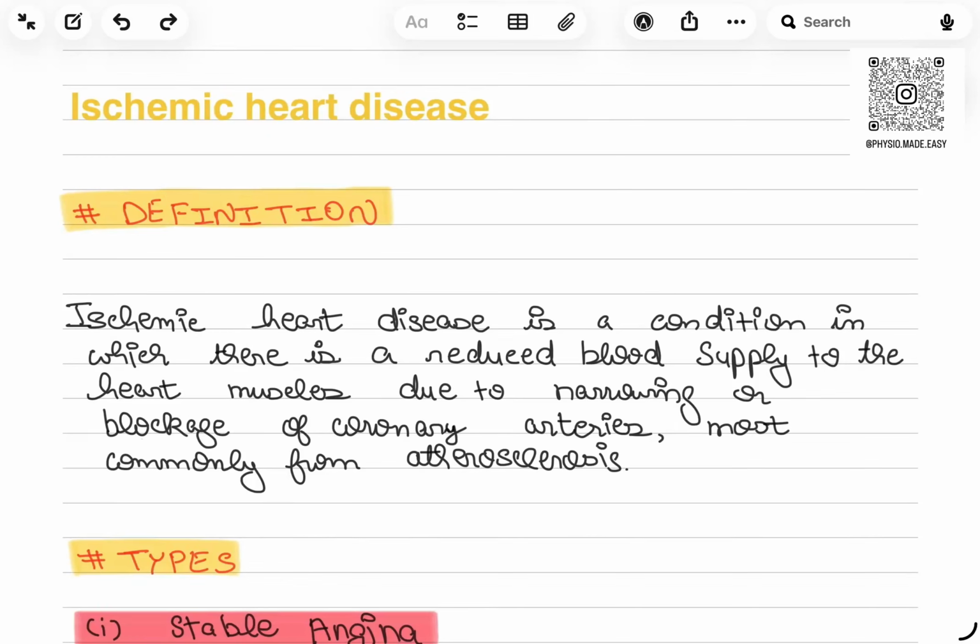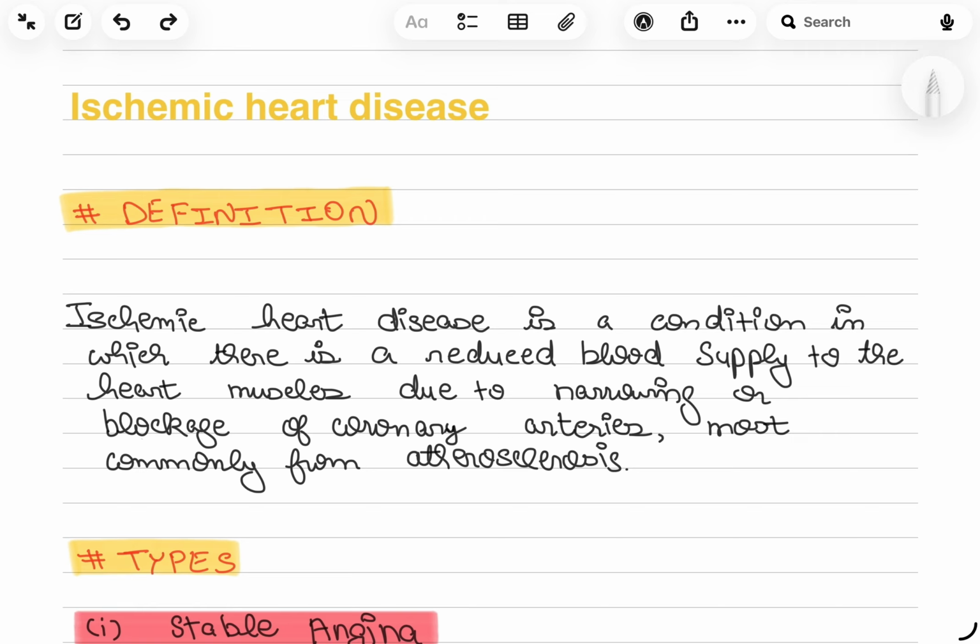So good morning everyone. I'm a third year physiotherapy student and today we are going to discuss ischemic heart disease, the most important topic in cardiology in the perspective of medicine 1. Okay. First we'll start with the definition.